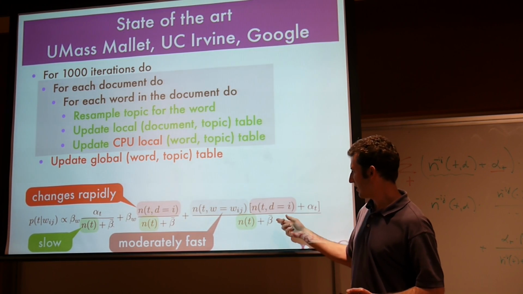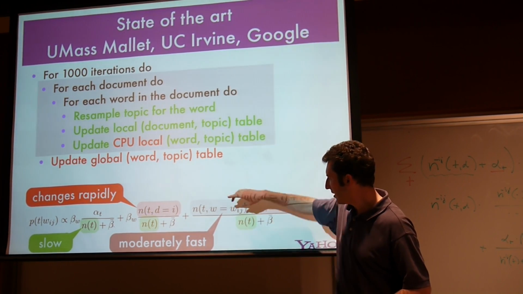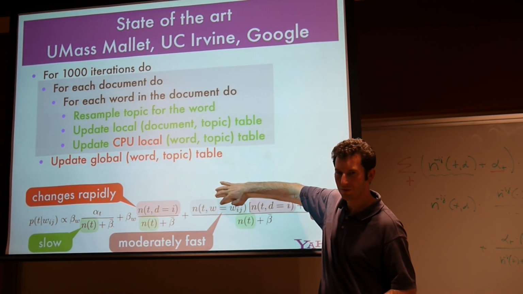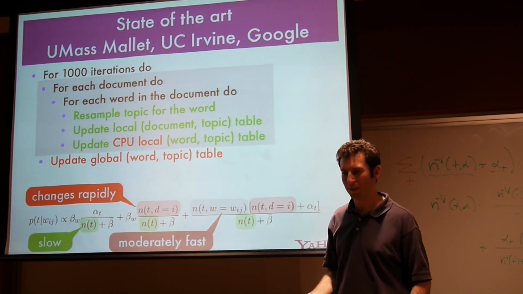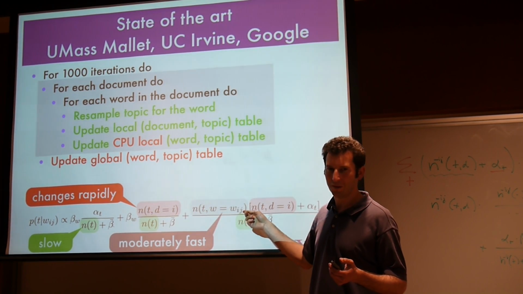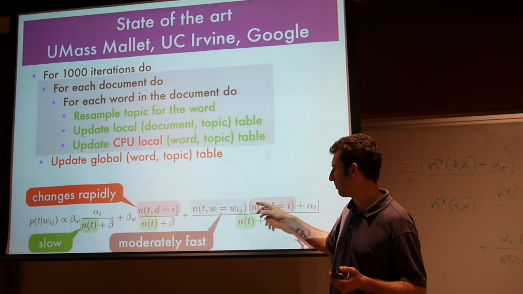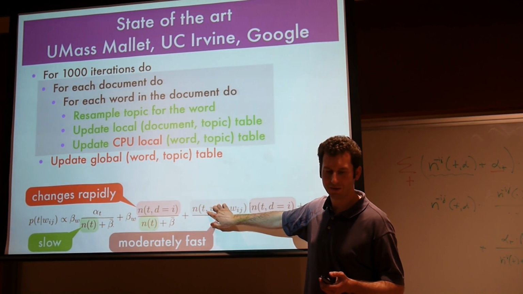Now the thing that actually gives us a big headache is this term here. That's the number of times a particular topic occurs for a particular word. And while the total number of occurrences for a particular topic might be millions or billions, this could very well be in the tens. So what we need to worry about is how do we keep that part of our state synchronized between machines.